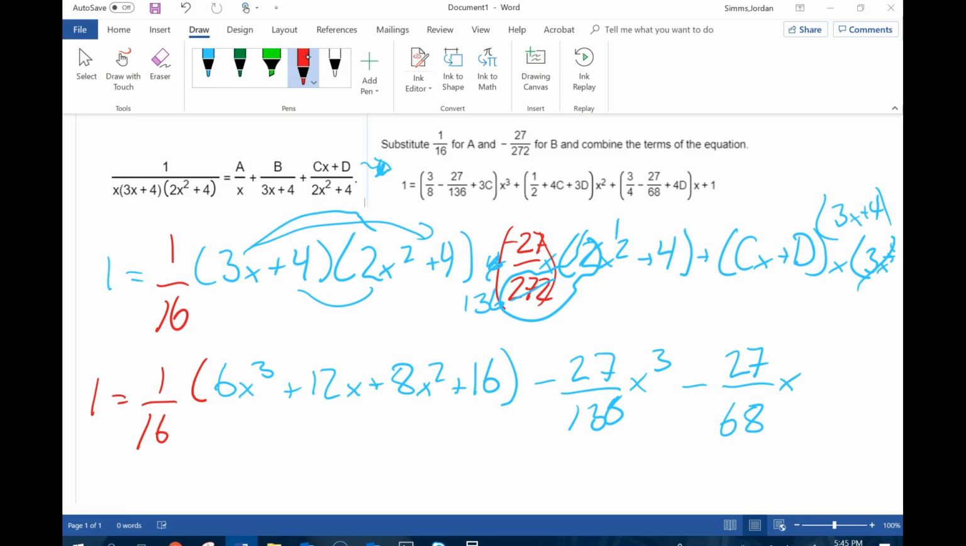Let me do the rest of this part in red over here. What we're going to have here, if I FOIL this out, I'm going to have cx squared plus dx. So that's in brackets right there. That takes care of this mess. And now I'm basically going to FOIL that by this 3x plus 4.